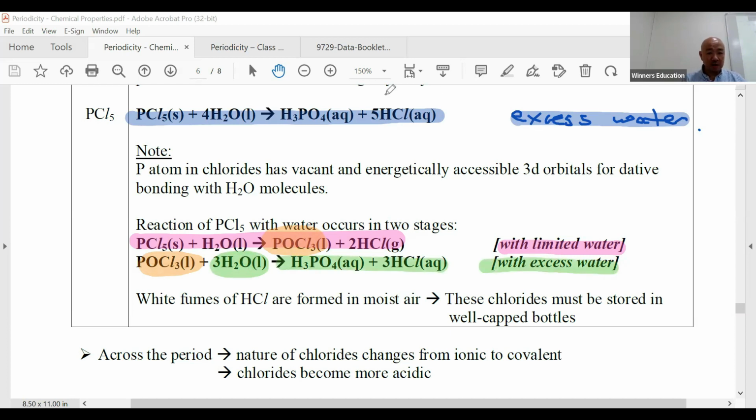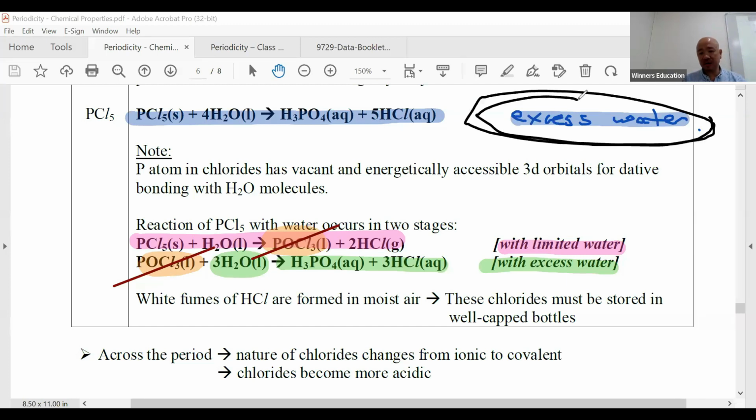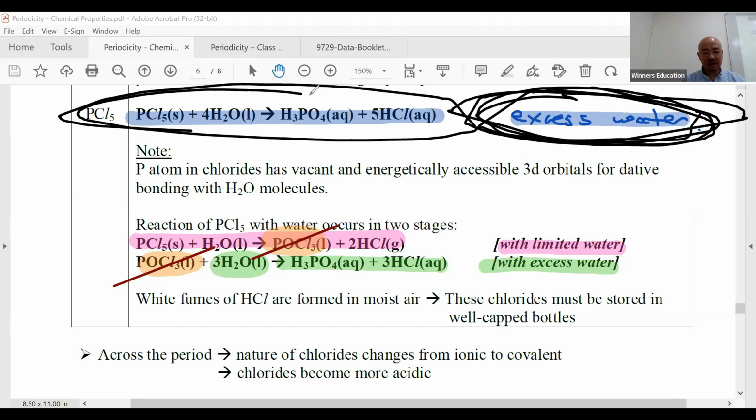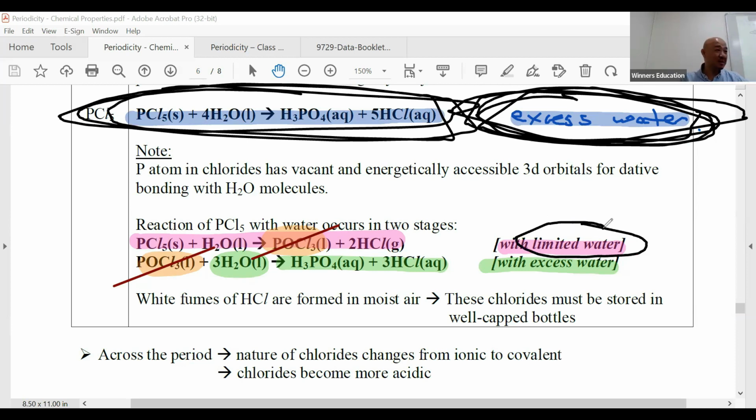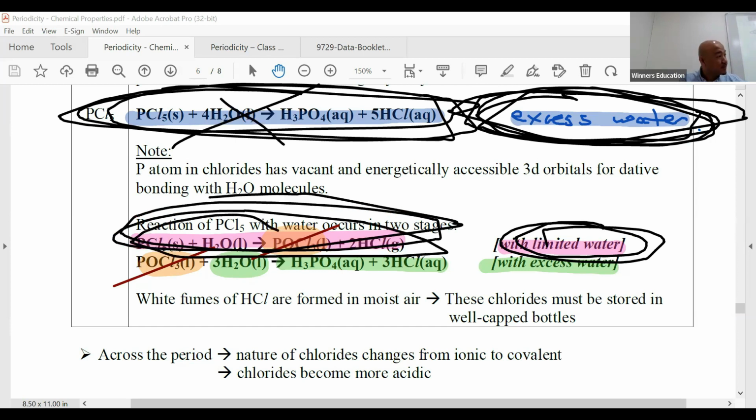If you cancel them off, I think it makes sense. This and this cancel off, and you join them up. You'll get your blue color equation in excess. All in all, look for the keyword in the question. If they say excess water, give this. But if they very explicitly say a very limited amount of water, there must be a reason why they say limited amount, so you cannot use this equation. You have to give this equation. It's all about details over here.